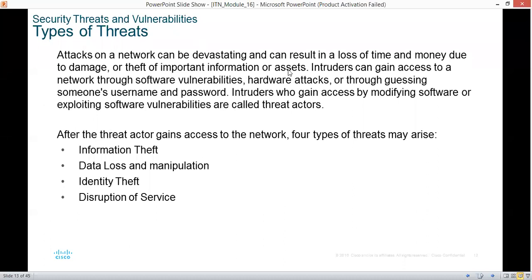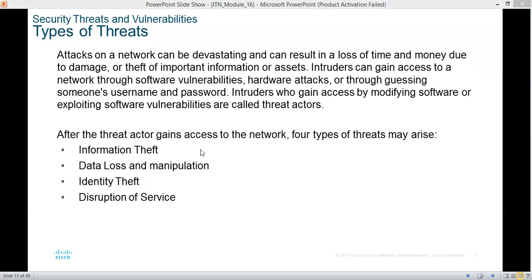So, security threats and vulnerabilities. Attacks on the network can be devastating and can result in a loss of time and money due to damage or theft of important information. So this is not actually good for the network. Intruders who gain access by modifying software or exploiting software vulnerabilities are called threat actors. So who are threat actors? Threat actors are those intruders that gain access to our enterprise network and then modify software or exploit software vulnerabilities.